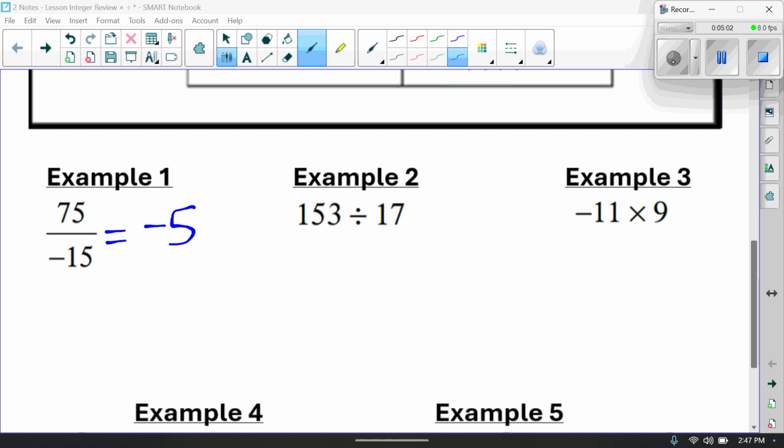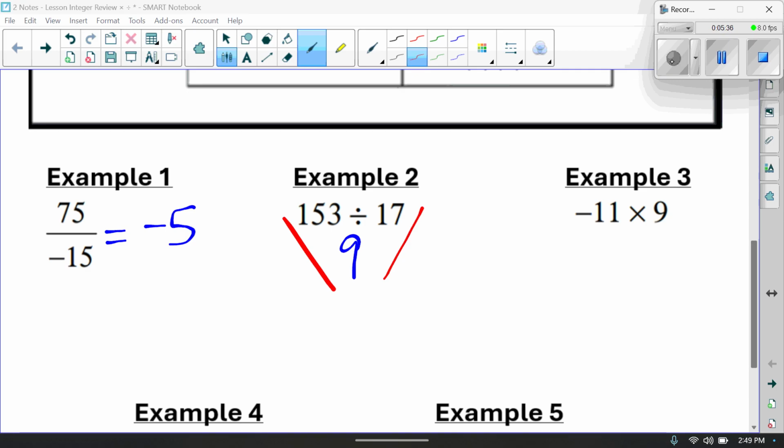For example 2, we have 153 divided by 17. Both of those are what? Positive. Both of those are positive. Same sign, positive. And then, do I have to write a plus here? No, I don't have to write a plus. And then in your calculator, you're going to type in 153 divided by 17, and what do you get? 9. Very good. So we write that down here. And there we have our inverted triangle.